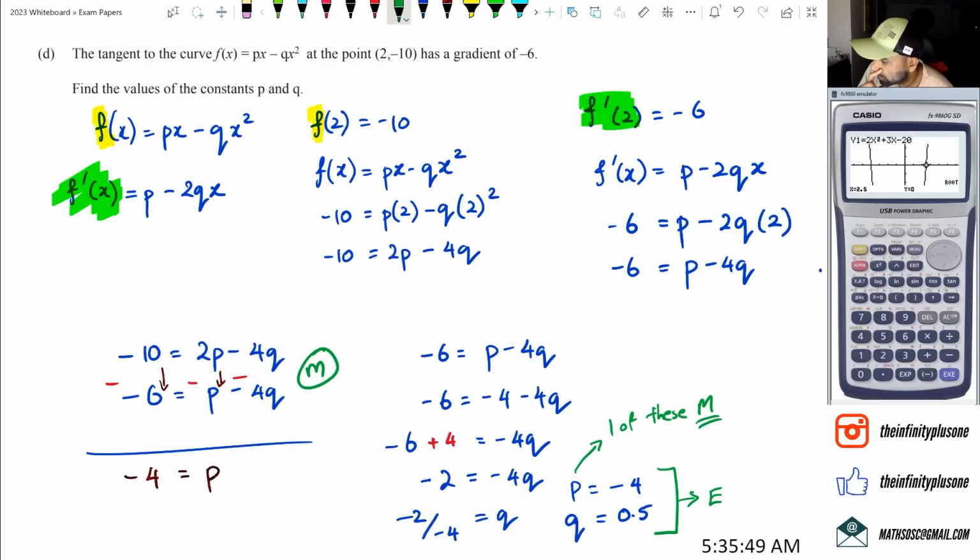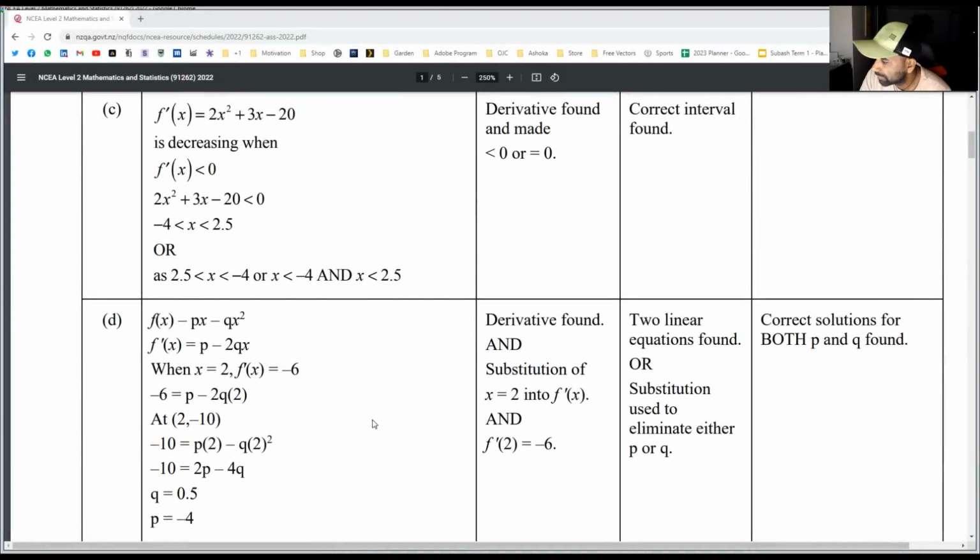For achieved, wow, really? Derivative found and substitution of x into f dash of x, and f dash of 2 equals -6. I'm going to have a look at the answers. So I'm looking for the achieved. Achieved: derivative found and substitution of x equals 2 into f dash of x, and f dash of 2 equals -6. I get a feeling that they were supposed to say f of x, because that's a lot to do for an achieved.